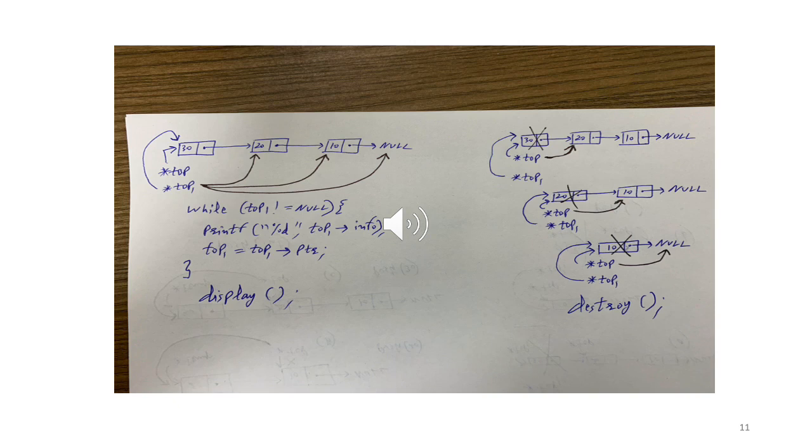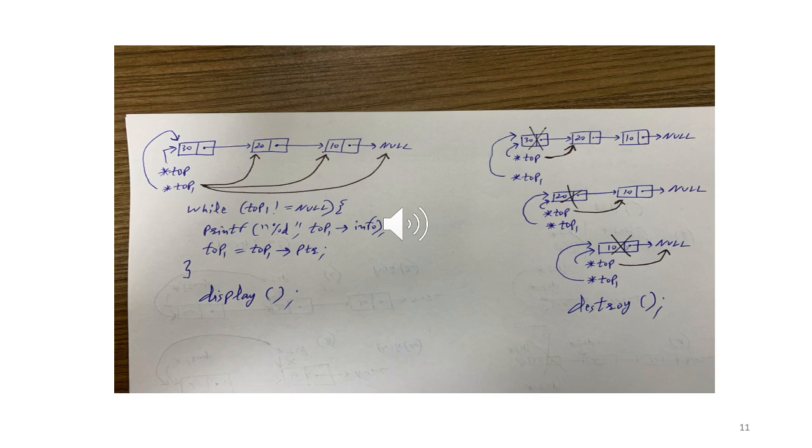Top changes. Top is top arrow PTR. The effect is that top now points to the node with value 20. Top one points to the node with value 30. Now that we've done that, free top one. So now we have two nodes, top pointing to node 20. Again, is top null? No.